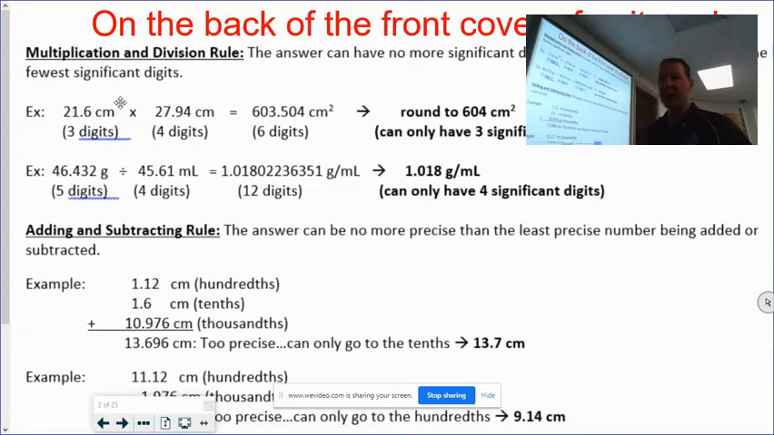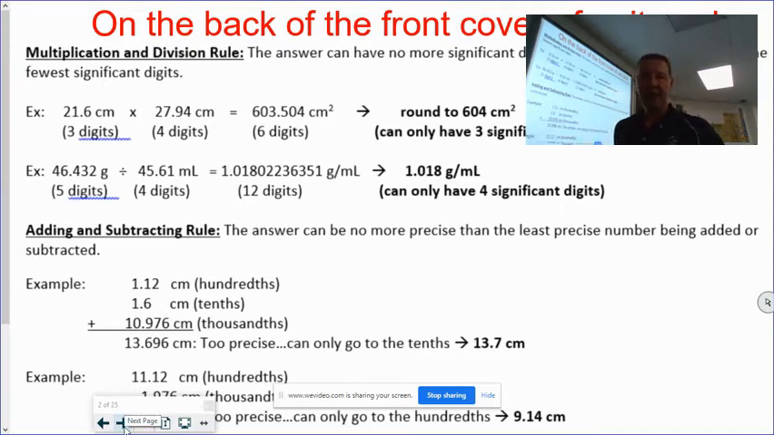So on the back of your unit pack, we have these rules for multiplication and division for sig figs and some examples there, and addition and subtraction with sig figs. I would be using this front cover for a while until you get comfortable. At some point in time, this material will sink into your head and you'll never need it again. But I'd be using this cover a lot until we get really comfortable with the material.